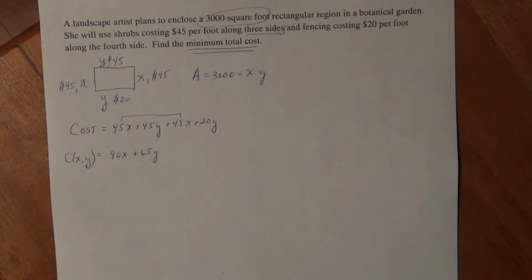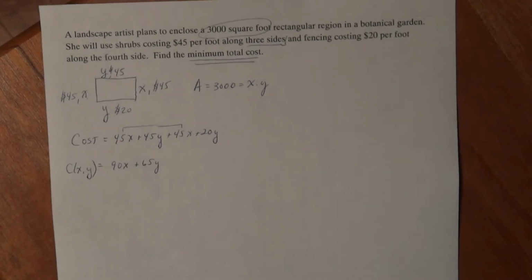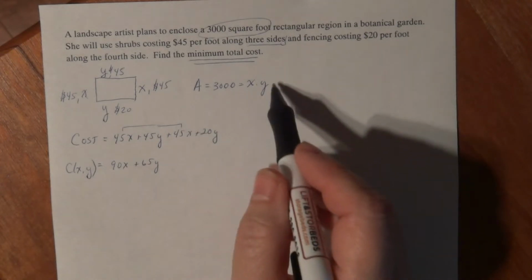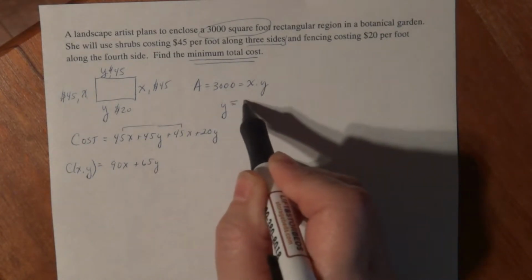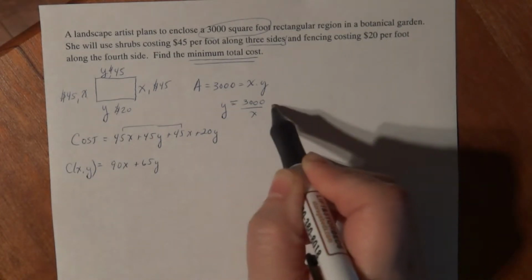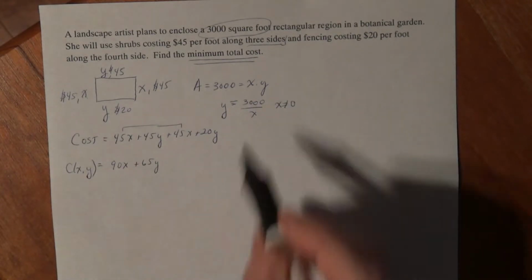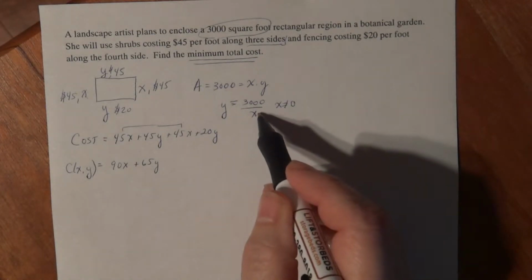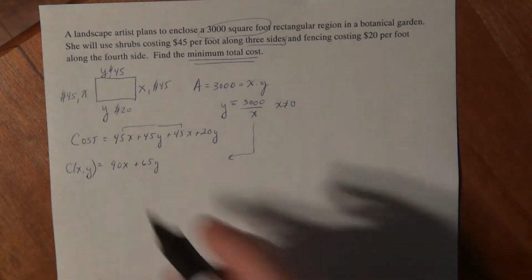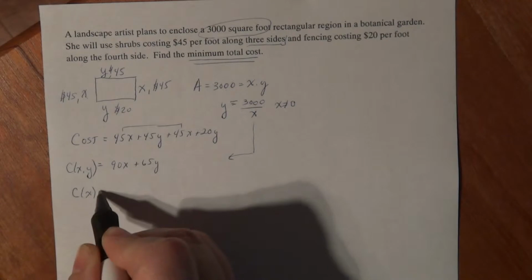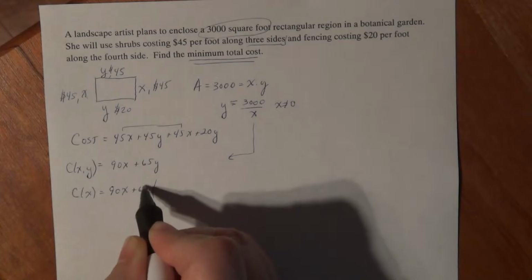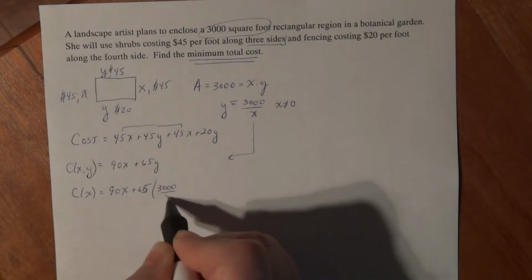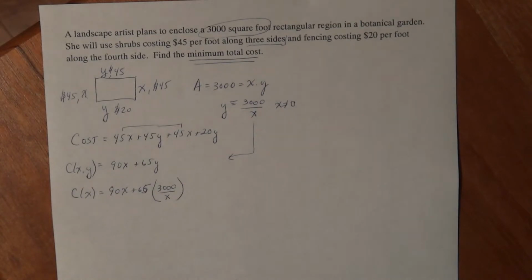We want a function of 1 variable because, you know, we don't know how to do things with multivariable yet. That's calculus 3. However, this area here gives me a constraint to work with. I can solve for Y by dividing both sides by X. So Y is 3,000 divided by X. That means X can't be 0. So now I'm going to substitute this back into this equation to come up with a function of just X alone. So 90X plus 65 times 3,000 divided by X. There we go.